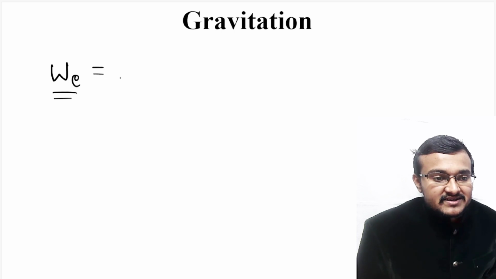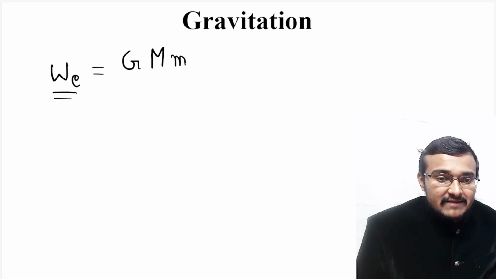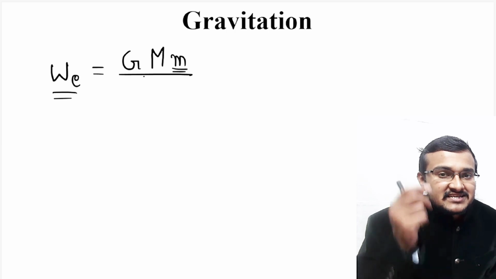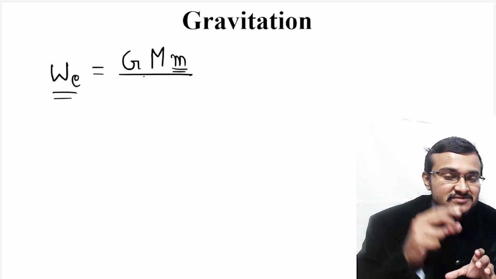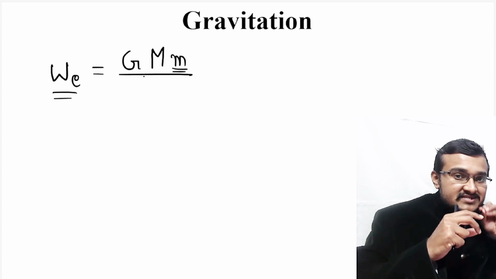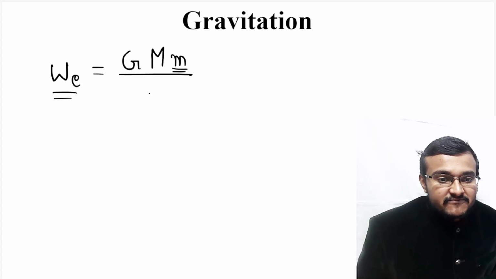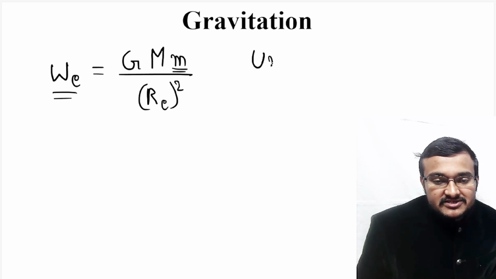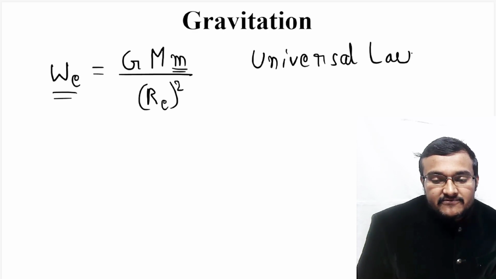So this particular W_E can be written as G into capital M into small m, where small m is the mass of the object on Earth's surface, divided by the distance squared. Since it is just kept on Earth's surface, the distance between the object and Earth is the distance between the center of Earth and the object. So in place of distance d, I can write the radius of Earth, R_E, squared, according to the universal law of gravitation.